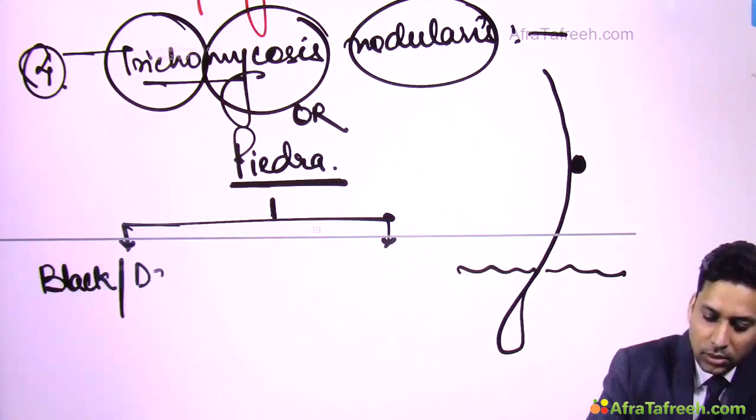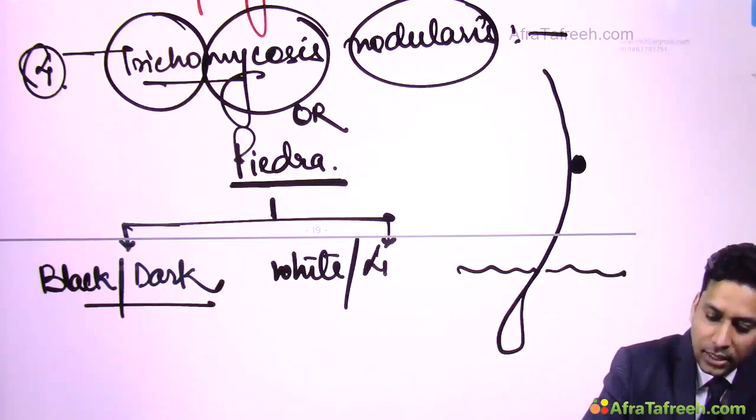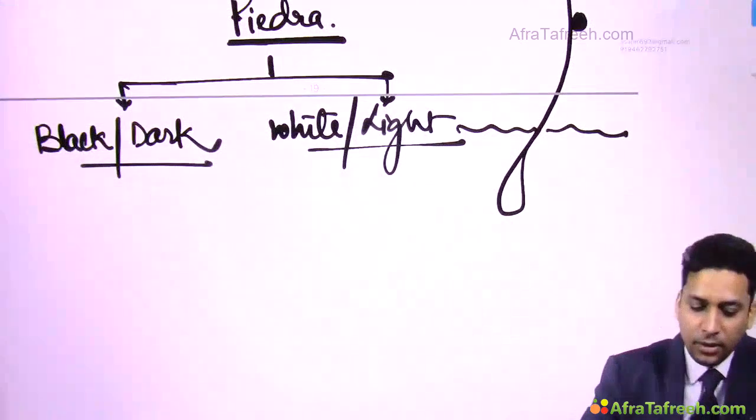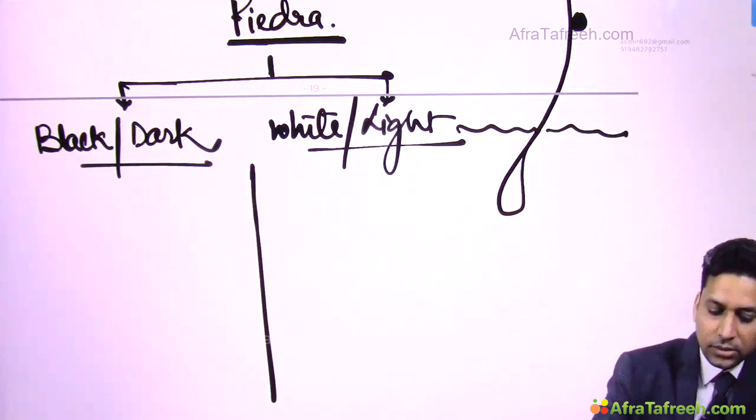Black, also known as dark pedra. White, also known as light colored pedra. So pedra can be of two types. It can be black pedra or white pedra. These are few differentiating features.